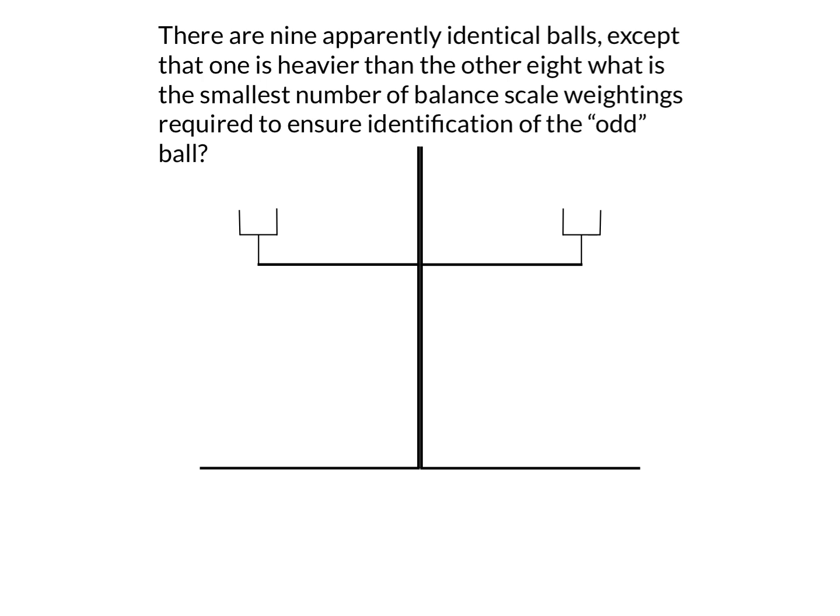Today we're going to be looking at a bit of a scale problem. So let's read the question. There are 9 apparently identical balls except that one is heavier than the other 8. What is the smallest number of balanced scale weighings required to ensure identification of the odd ball?